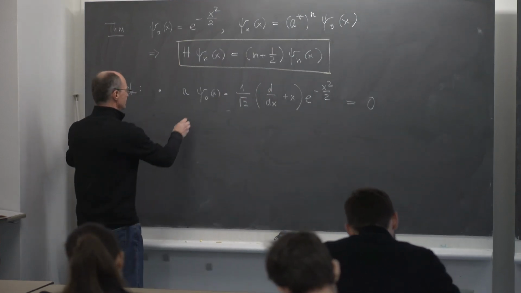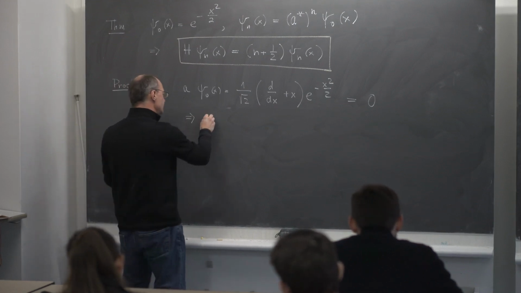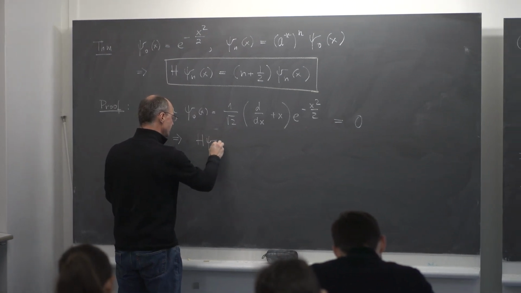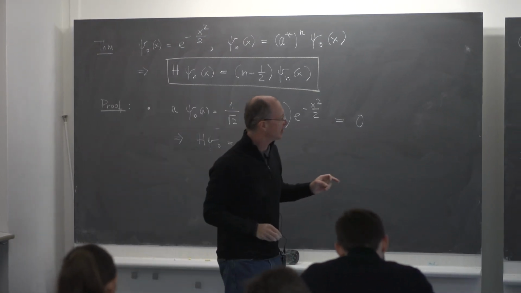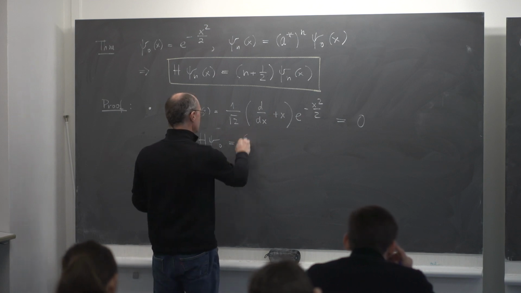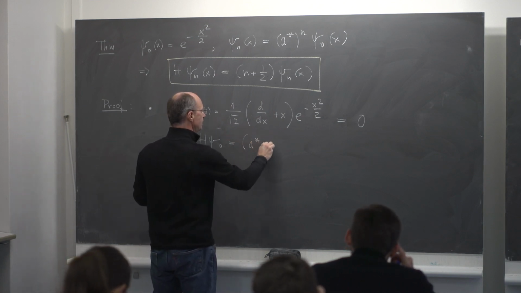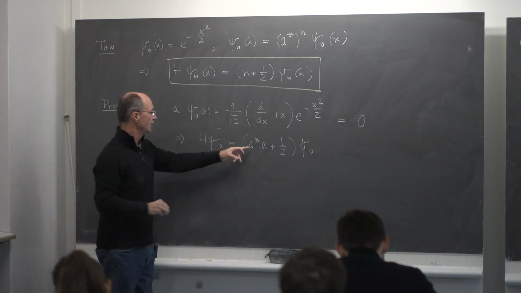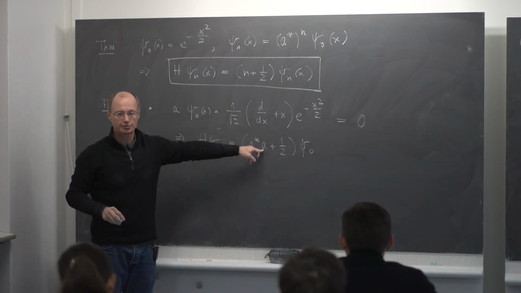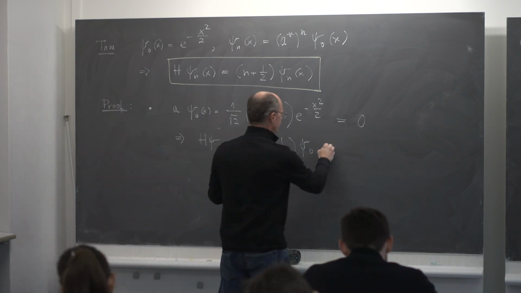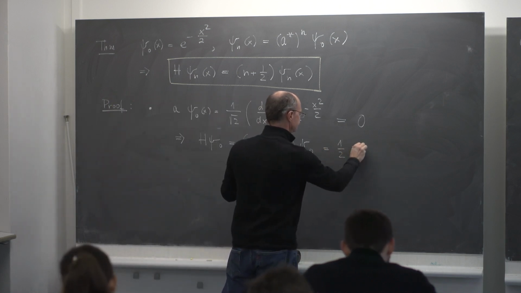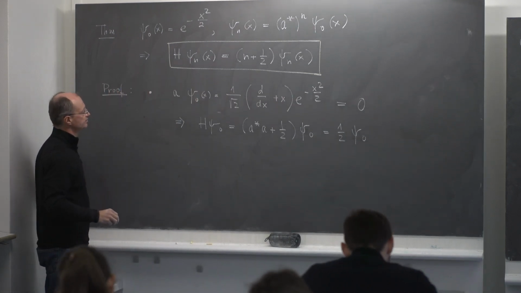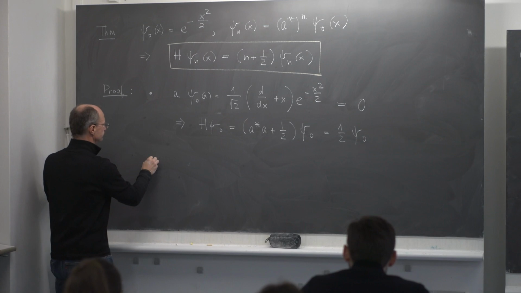So this observation implies that when I act by h on psi naught, by the formula that I have over there, it is a star a plus 1/2 acting on psi naught, but a acts by 0 on psi naught. And therefore, this is equal to 1/2 psi naught.